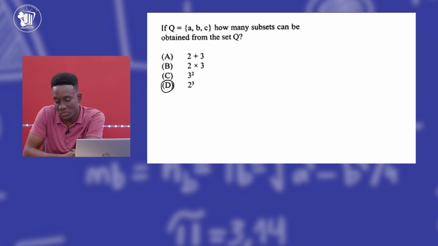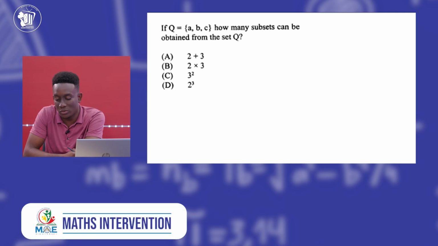In this video we'll be looking at some multiple choice type questions. So let's get straight into the first one. So this question says, if Q is equal to {A, B, C}, how many subsets can be obtained from set Q?